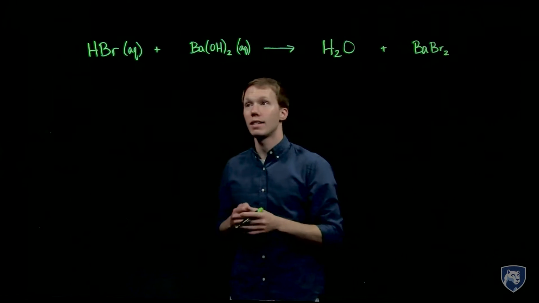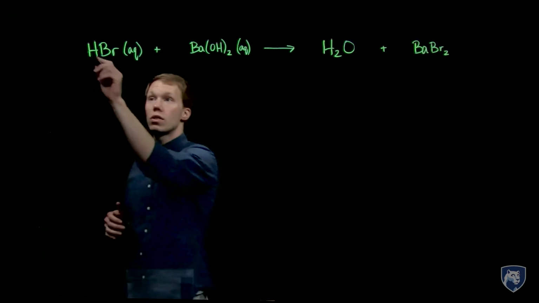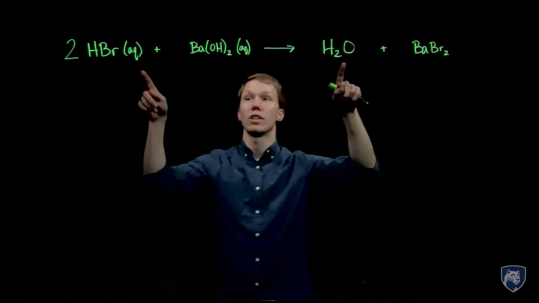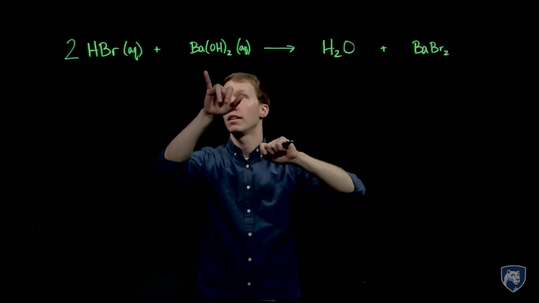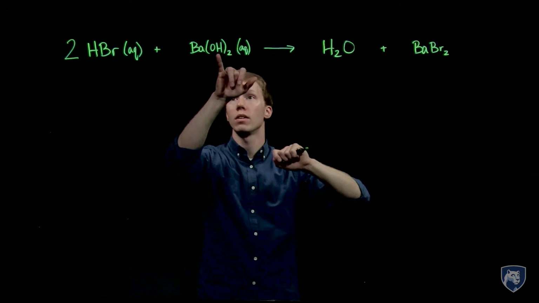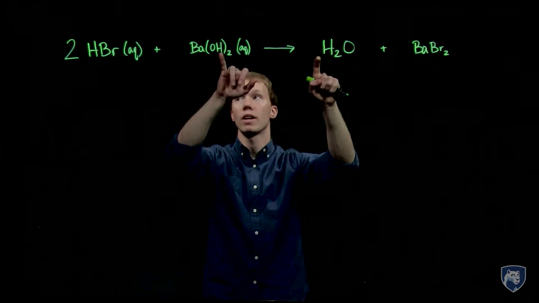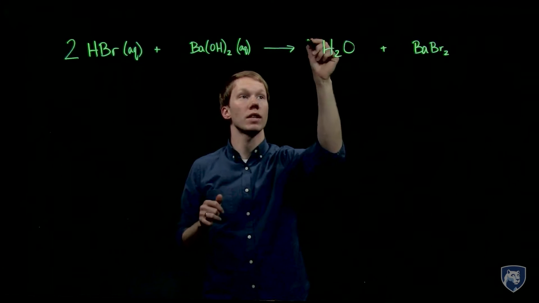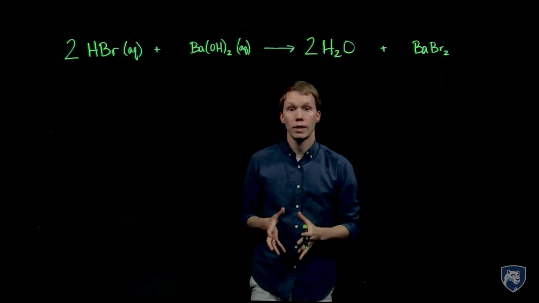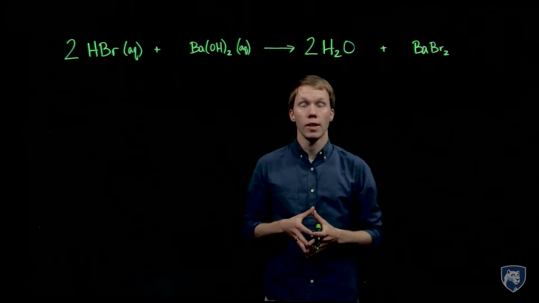Okay, and if we were to balance this, we would need 2 HBr in order to balance the bromines and the hydrogens. And then we will need more hydrogen here. So I've got 2, 4, and just 2 here. So I would need 2. So now we have the complete molecular equation balanced up here.